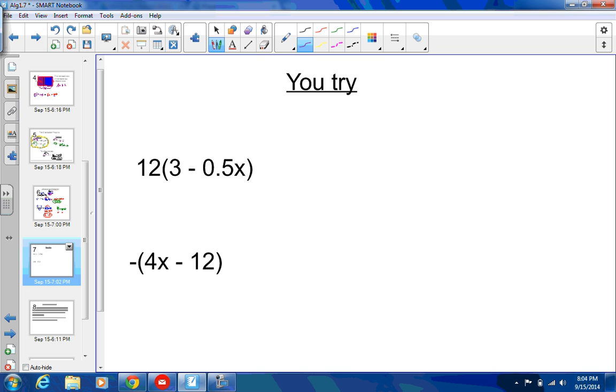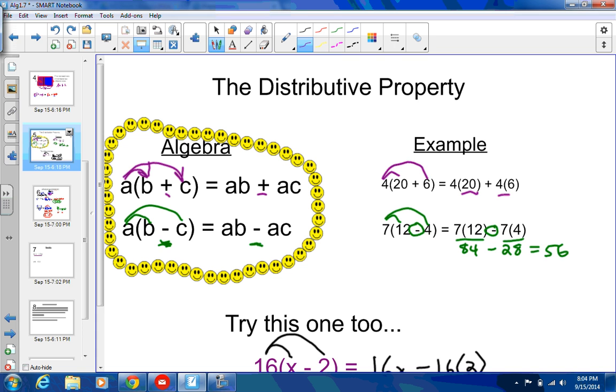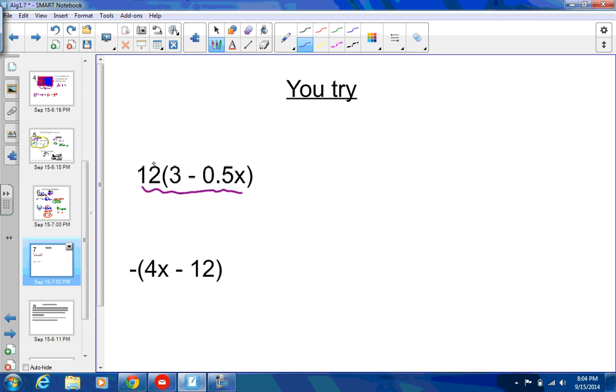So, this problem is already in the form that we like. The one that's circled all in smiley faces here. So what you have to do is just distribute. This is all distributive property, distributing it, and keeping that subtraction sign. So we'll make this one, let's try yellow. So 12 times 3 minus, keeping that subtraction sign, 12 times 0.5x.